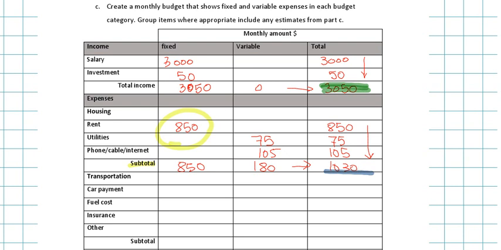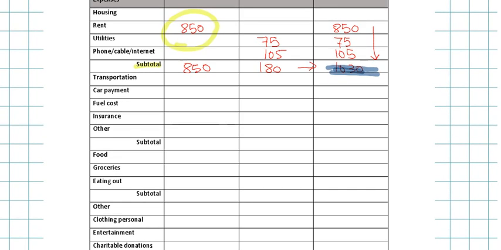Okay? Now we're gonna move to transportation. Car payment was $420, and it was fixed, right? So I have to put it under fixed, and then I would write under the total as well. How about the fuel cost? That's a variable, and then how much was it? 150.